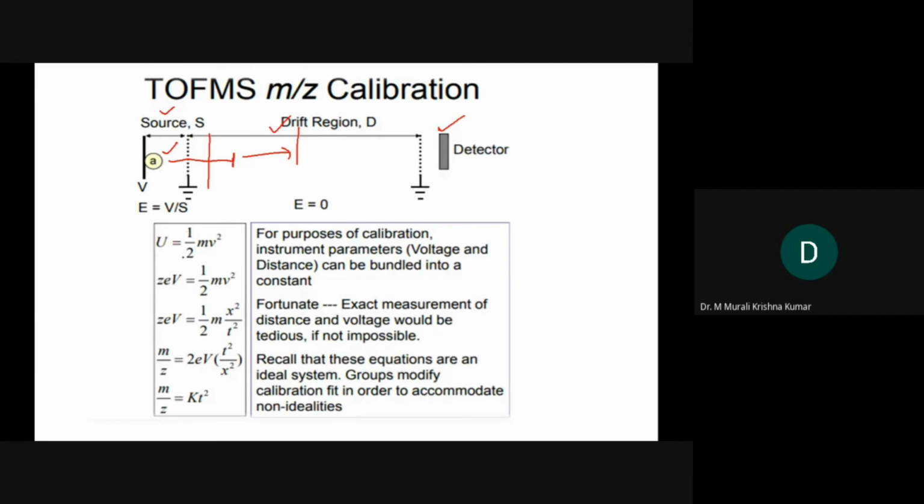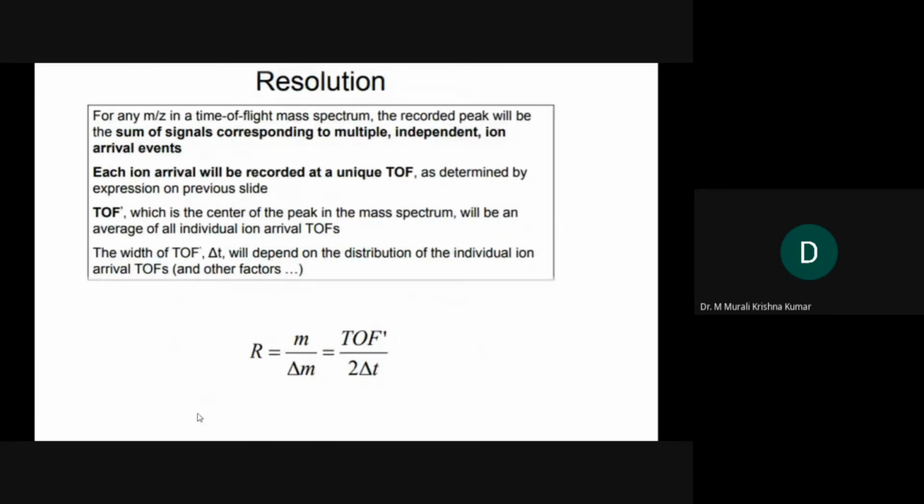So this is the equation. U is half mv square, so ZeV is equal to half mv square. If you squeeze out, m by z is equal to k into t power 2. So in TOF, resolution is directly proportional to time of flight.